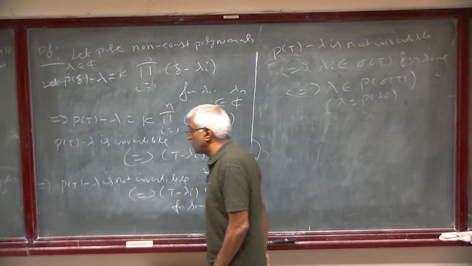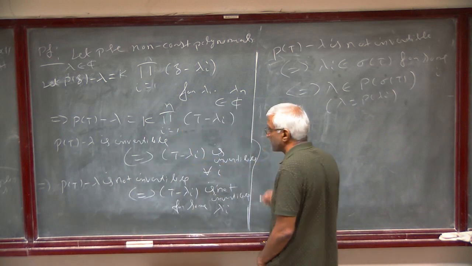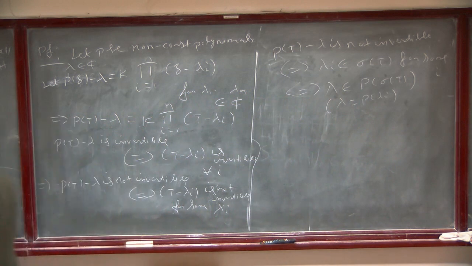So this is what is called the spectral mapping theorem. I mean, there are several versions of this. This is the polynomial spectral mapping theorem. There is a continuous function spectral mapping theorem.